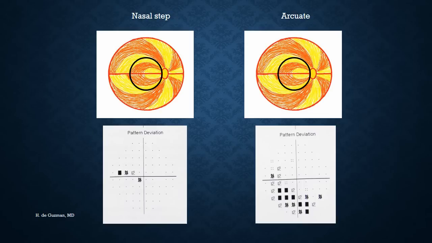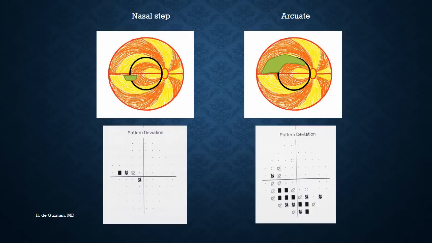Here is an example of a nasal step defect, and the area of the retina that would be affected would be here. But since it's often hard to see RNFL defects, we look for the defects on the optic nerve. Now, how would we know where to look on the optic nerve for the defect? What we do is we trace the RNFL bundle back towards the optic nerve from the defect. So, in this case, we would look for the optic nerve neuroretinal rim defect on the inferior temporal part of the rim. On the right side, we have an example of an arcuate scotoma.